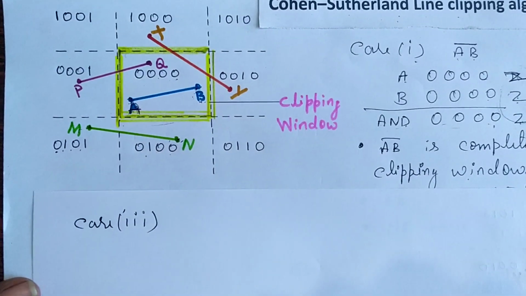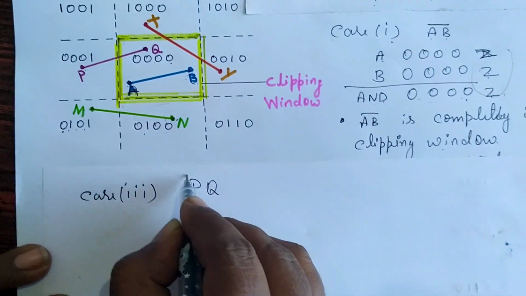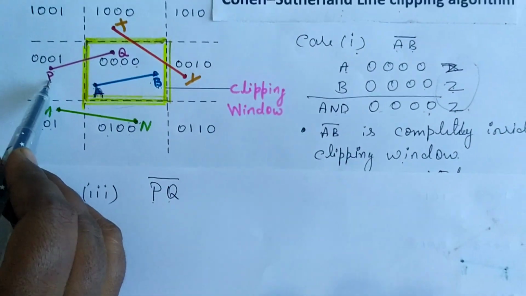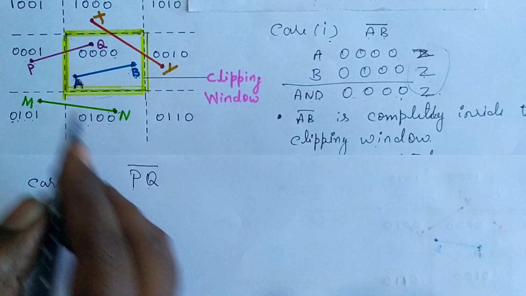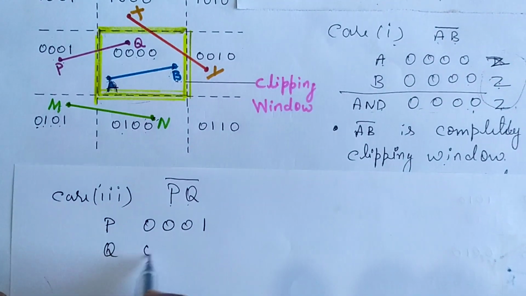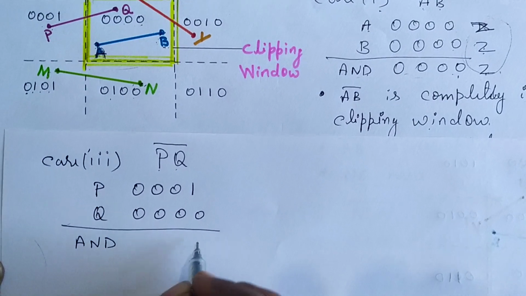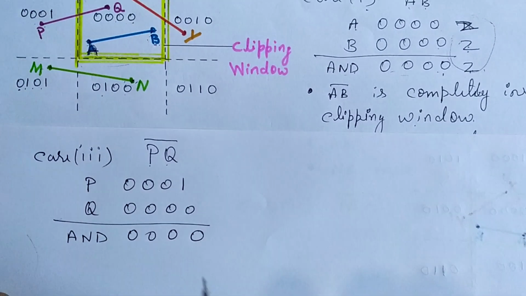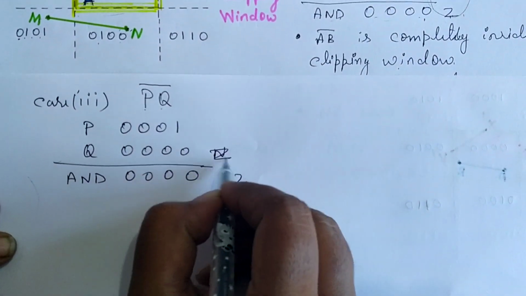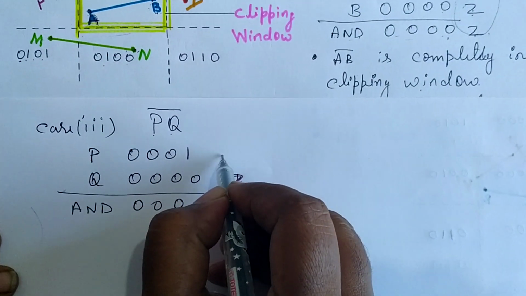In case 3, we will take the line segment PQ. In this line segment PQ, we'll write the region code of P. The region code of P is 0001, and the region code of Q will be 0000. So now after this, we'll apply the AND operation. After the AND operation, the result will be 0, but the P region code will be non-zero.